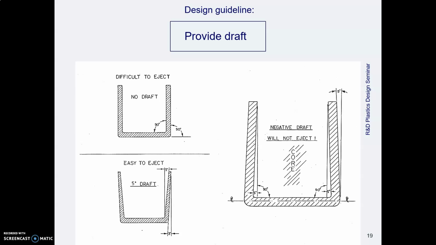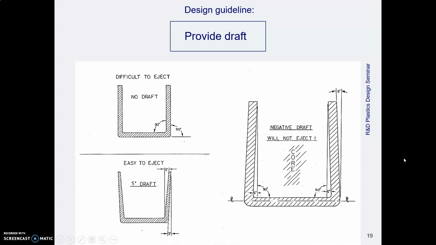Also very important, no vertical edges. You need to be able to get the plastic part out of the mold. And if your sides are at 90 degrees, if they're vertical, that thing is not coming out of there. If the sides are at a slope, and that's called draft, then it will come out of there.